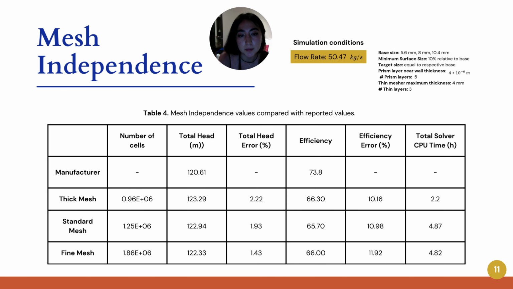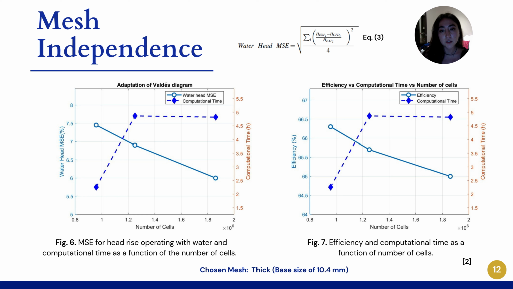Three meshes were simulated: a standard of 1.2 million cells, a coarse with a 30% decrease in number of cells, and a fine with a 30% increase. The values for total head and efficiency with the respective error for the three meshes can be seen in the table. The computational time for each mesh was also calculated. These values were compared to the reported total head and efficiency.